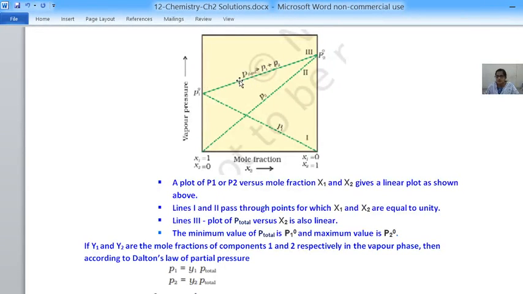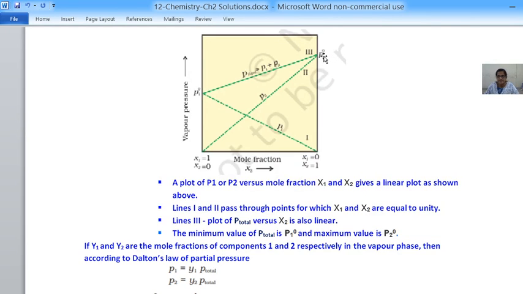Okay, so P total versus chi2. Now in this line number 3, we should observe it carefully. We can see that in the P total value, the minimum value is P10 and the maximum value is P20. Okay, so minimum is P10 and maximum is P20. From this we can arrive at a very important conclusion. So maximum value is P20.